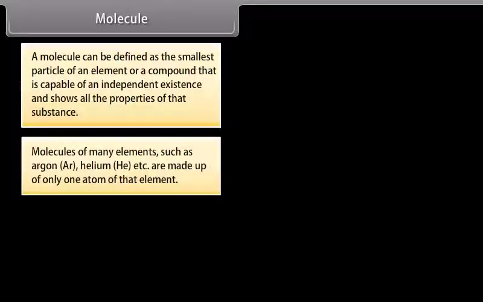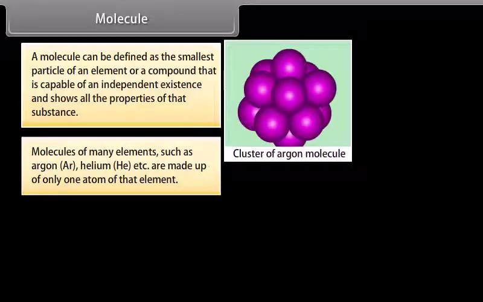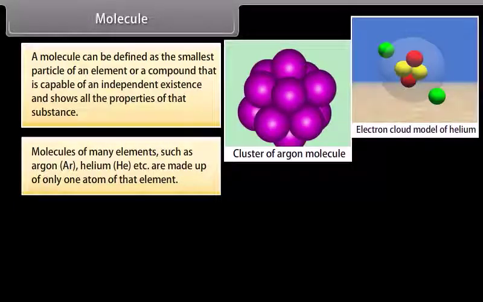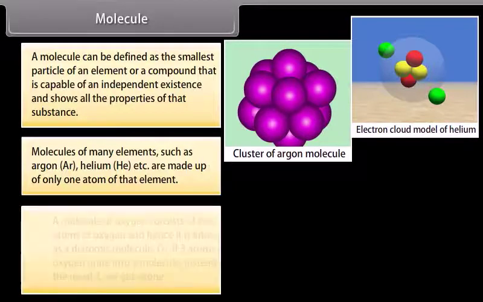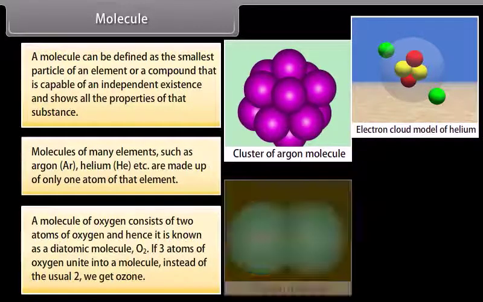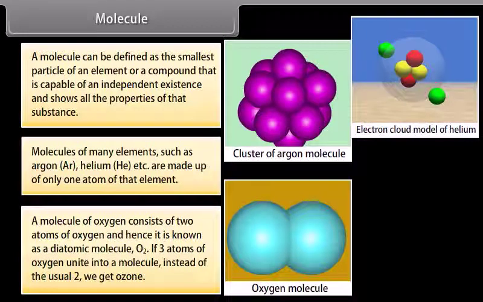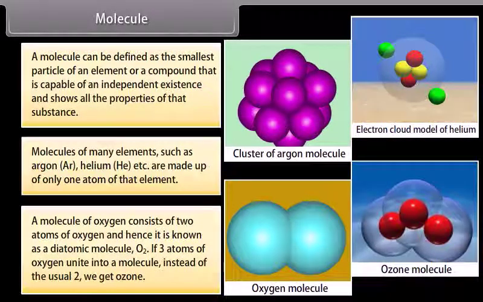1. Molecules of many elements such as argon, Ar, helium, etc. are made up of only one atom of that element. 2. A molecule of oxygen consists of two atoms of oxygen, and hence it is known as a diatomic molecule, O2. If three atoms of oxygen unite into a molecule instead of the usual two, we get ozone.